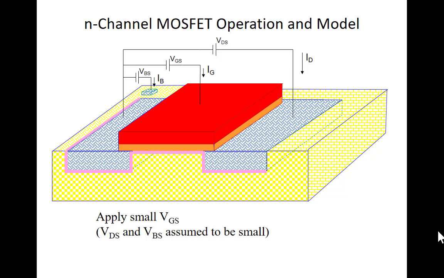So now let's look at a situation where we apply a small gate to source voltage to the transistor. And VDS, I put a voltage from drain to source, I'm going to assume right now it's small, and a bulk to source voltage right here. I'm going to connect to the bulk here, and I'm going to assume that voltage is small as well.